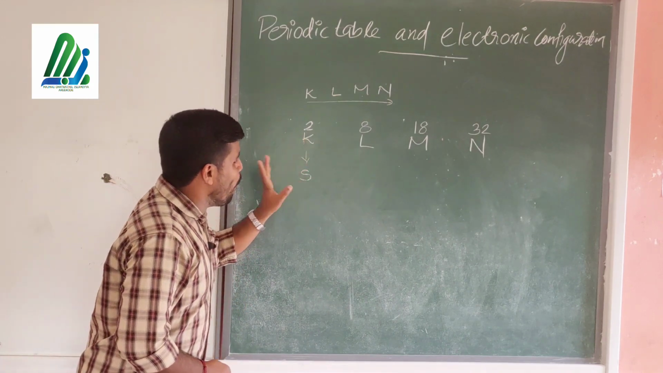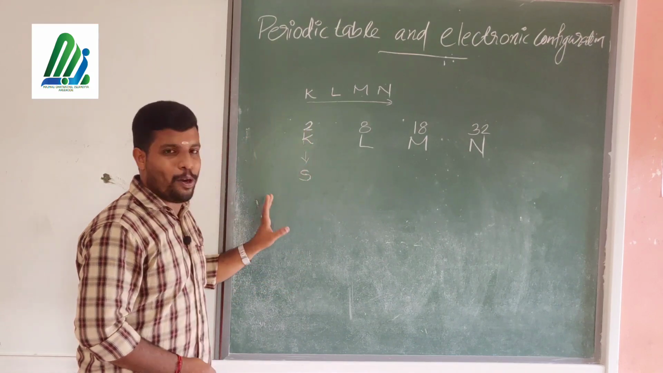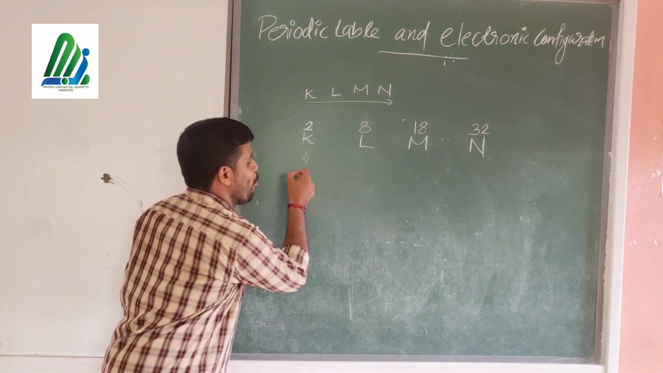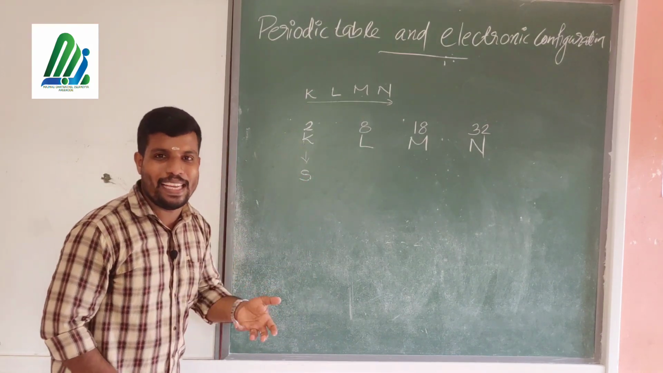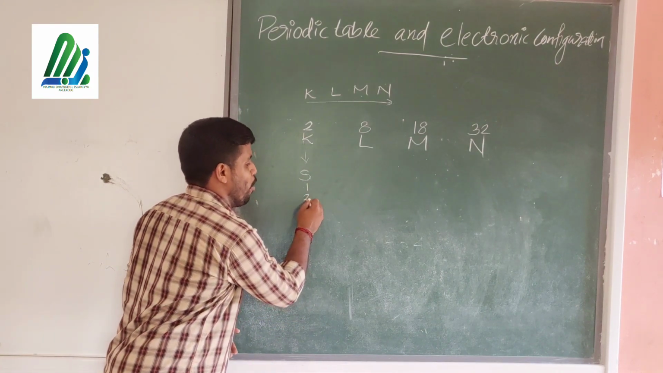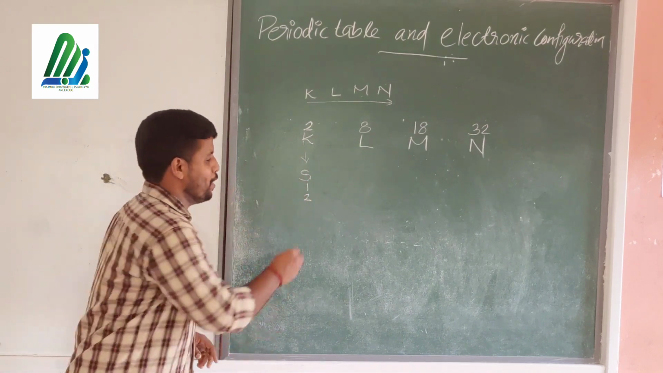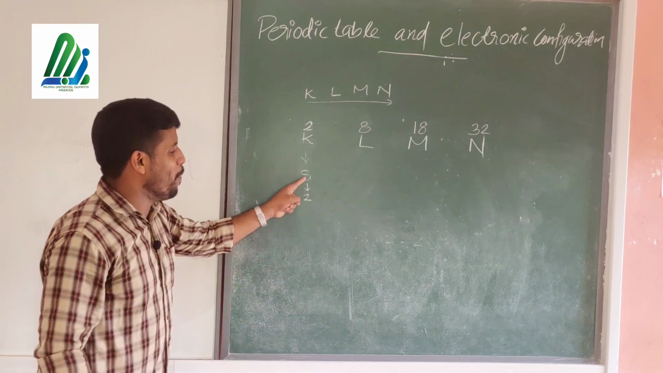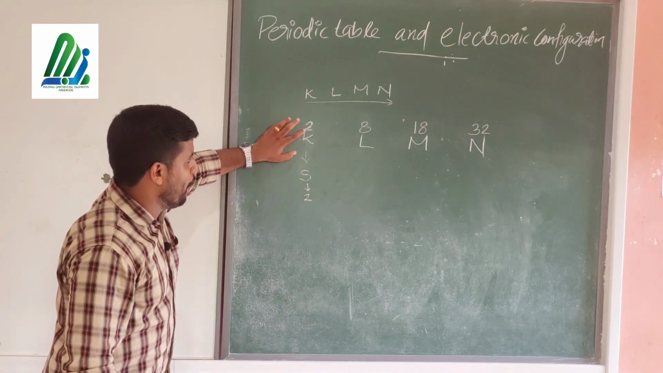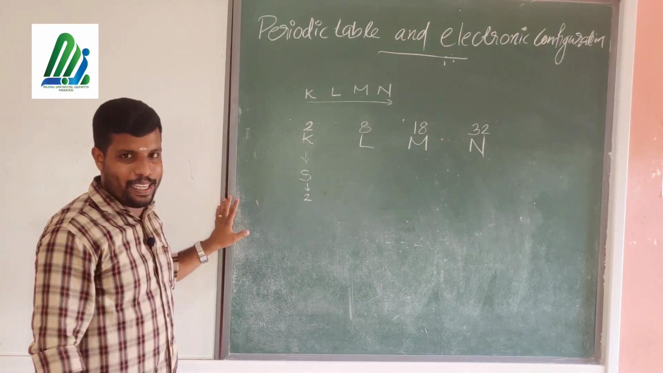Okay, the electrons are exactly filled in the subshells. So K shell has only one subshell. The maximum number of electrons possible to accommodate in K is 2. That's why we are saying that the 2 electrons are accommodated in the S subshell. That is, the maximum number of electrons possible to accommodate in S subshell is 2. That is, again, K shell, the maximum number of electrons is 2. The K shell contains only one subshell, it is S.